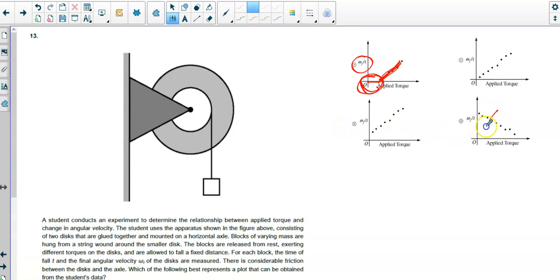I certainly wouldn't expect this. I wouldn't expect the speed to go down. This shows this thing starting right away no matter what you hang, and that's not true because there's considerable friction. So that's our best answer.